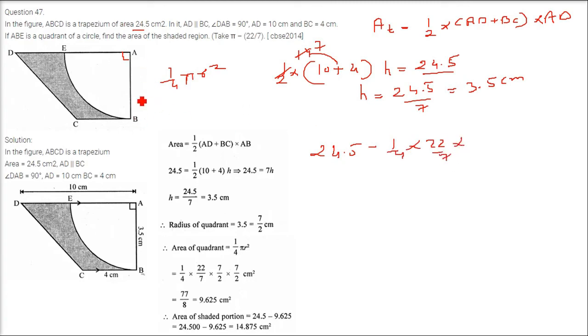What is the radius here? It is 7 by 2, because 3.5 is what we got. See, this is the height, this is the radius also. This height and radius are the same. So we get 7 by 2 into 7 by 2. This is 24.5. What do you get here? It will be 9.625, and this comes to 14.875 centimeters square.